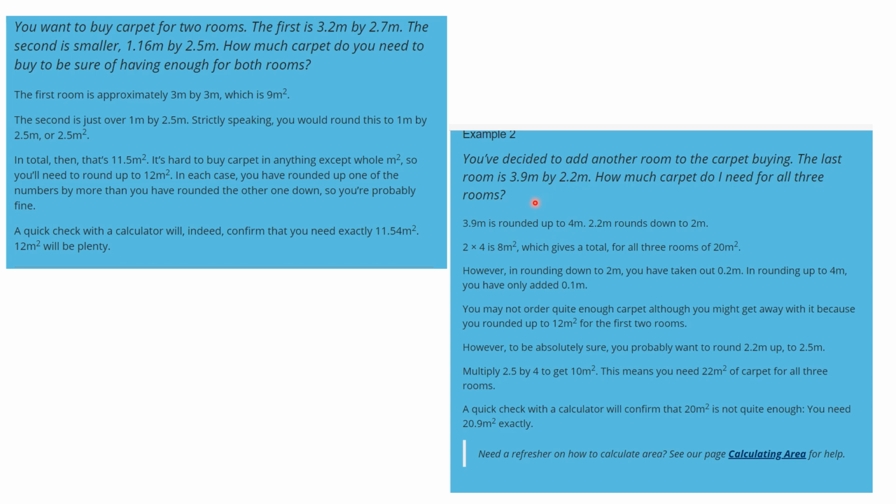Example 2, suppose you wanted to add another room to that, and this last room is going to be 3.9 by 2.2. So what you can do is round this to 4, and 2.2 you round down to 2. Again, you have to make a choice here about how close you want to be. But when you add these together, you get that this is going to be 10 square meters that's added to the 12 square meters, and that means you need a total for the 3 rooms of 22 square meters. It turns out if you do the exact calculation, you get this. And so you see estimation is a really good way to estimate the quantity needed and also the cost.